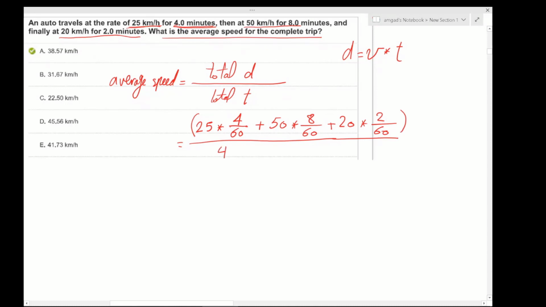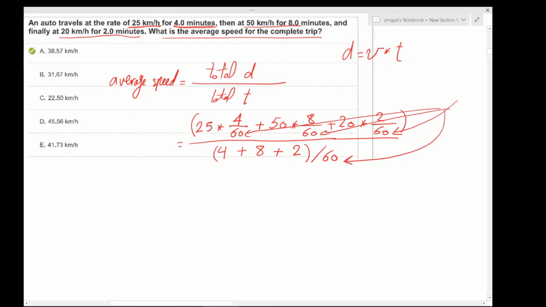I have the first time is 4 minutes. The second time is 8 minutes. The third time is 2 minutes. But take care that all of them are in minutes, you need to divide them over 60. You need to change them into hours. But as you see here, I divide over 60 here and here and here. And also I divide in the denominator over 60.